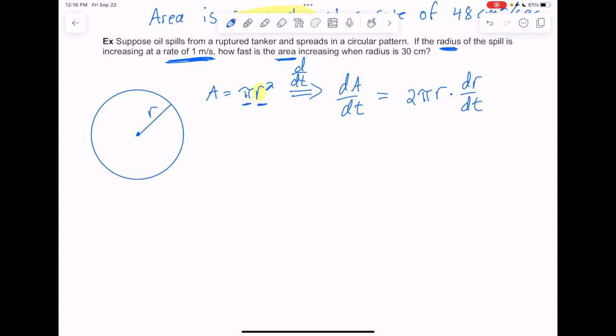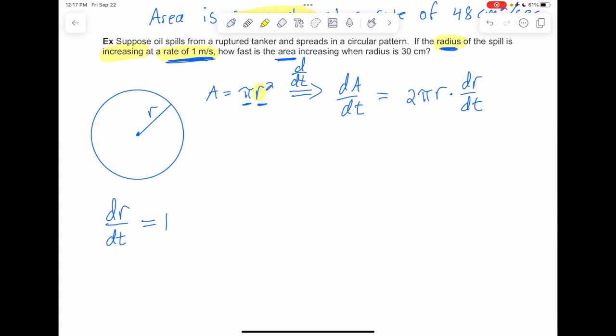So let's look at the numbers they gave us. What's this rate of 1 meter per second? Seems like a derivative. It's the rate that the radius is increasing. So that would be the derivative of the radius with respect to time is 1. And by the way, if it said the radius was decreasing, I would make that a negative 1. So we do have to pay attention to those increasing, decreasing type of words. And they want to know how fast is the area increasing. So that's what they want us to find.